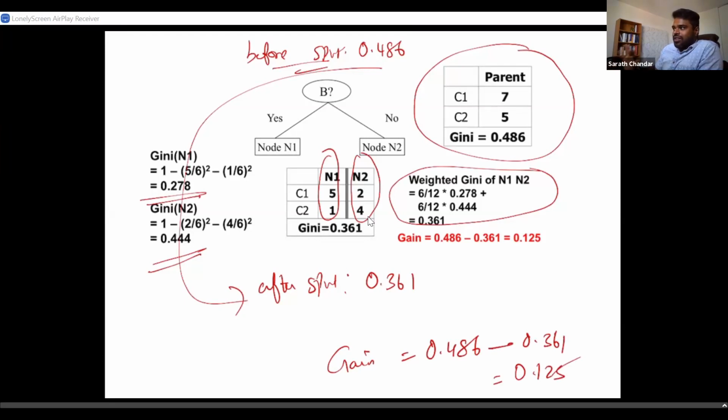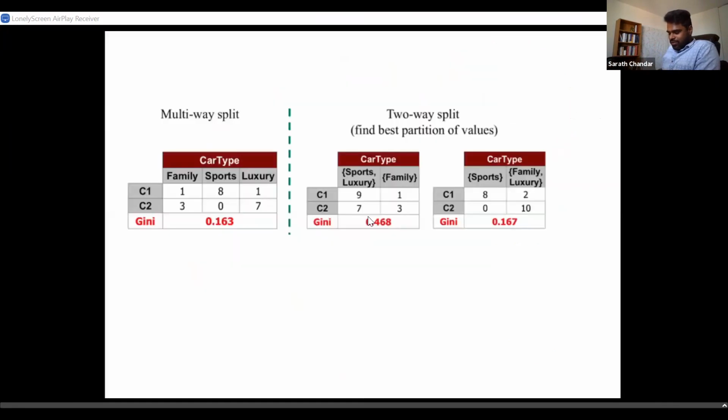So it's important that you understand how to do this. Once you know this, then you could apply it to all the previous issues like categorical, continuous, and so on. Okay. So now that we know how to do Gini, we can go back to our previous problem: whether I should go for a multi-way split or a two-way split.